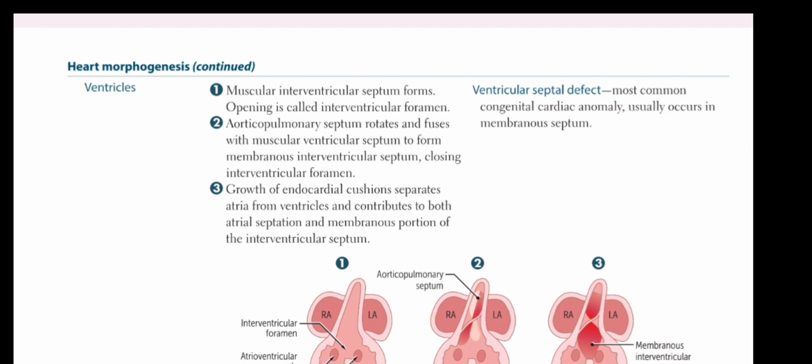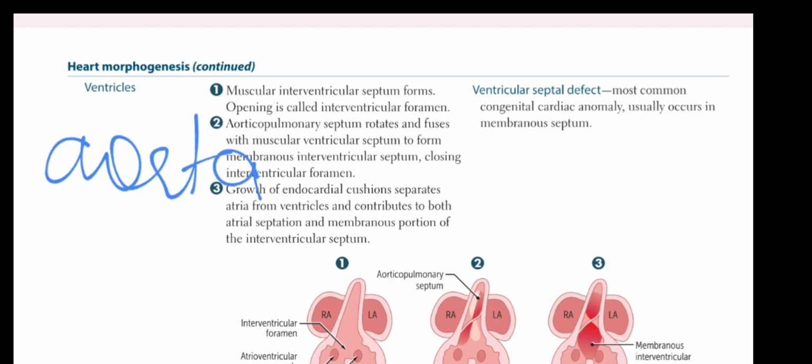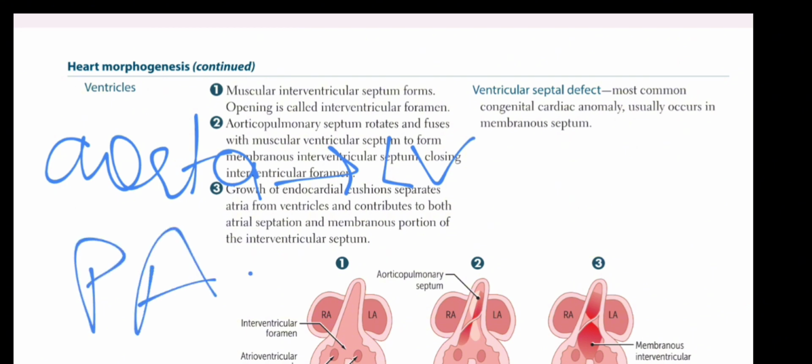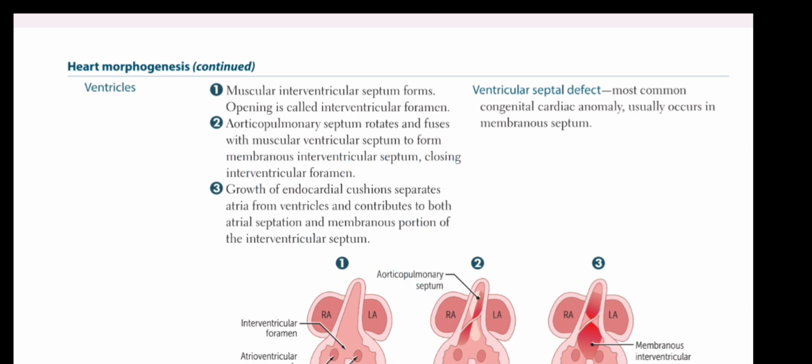The two major arteries: one of them is the aorta, which carries blood from the left ventricle, and the other is the pulmonary artery, which carries blood from the right ventricle. So just like the atria and the ventricles, the aorta and pulmonary artery are separated from each other through an aorticopulmonary septum. This septum helps divide the aorta from the pulmonary artery. This aorticopulmonary septum also eventually joins with the muscular interventricular septum and forms another part of the interventricular septum that is known as the membranous interventricular septum. So the interventricular septum is formed of two parts.